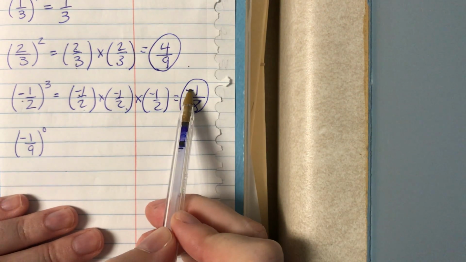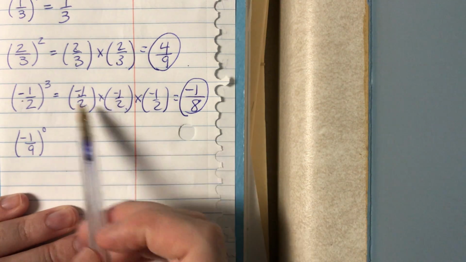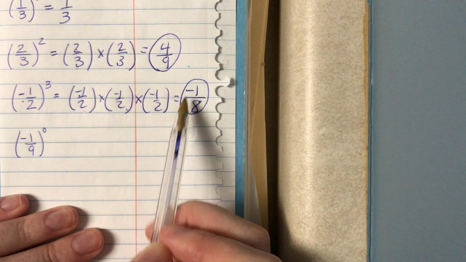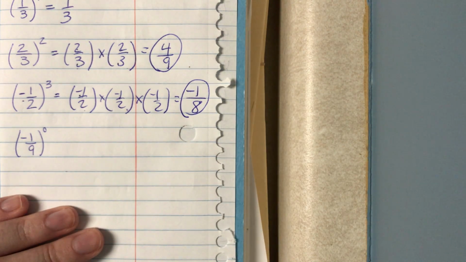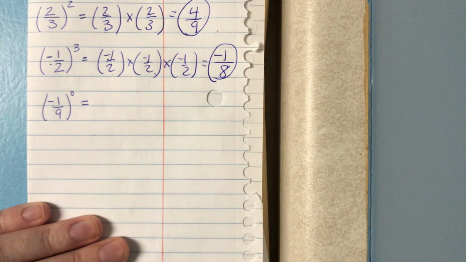So your negative sign can either go out front or with the top number. Either way is fine. You just don't want to do a negative on the top and a negative on the bottom because 2 negatives here will make a positive, and we want a negative solution. All right, last one. Anything to the 0 power is 1, so we don't have to worry about that one.